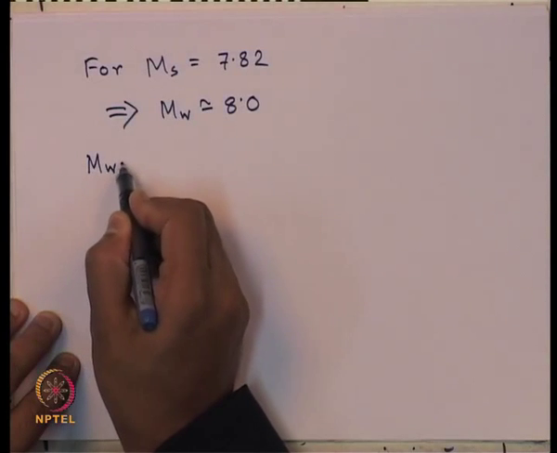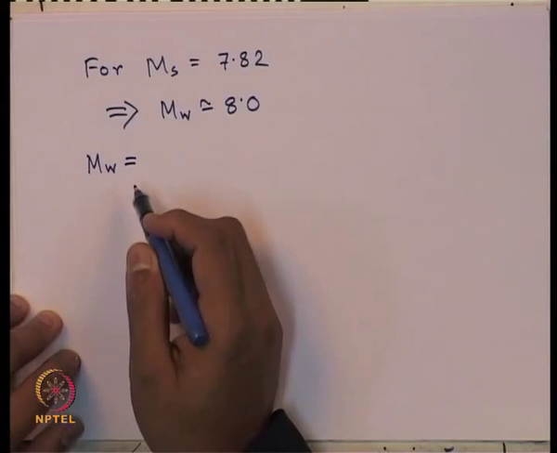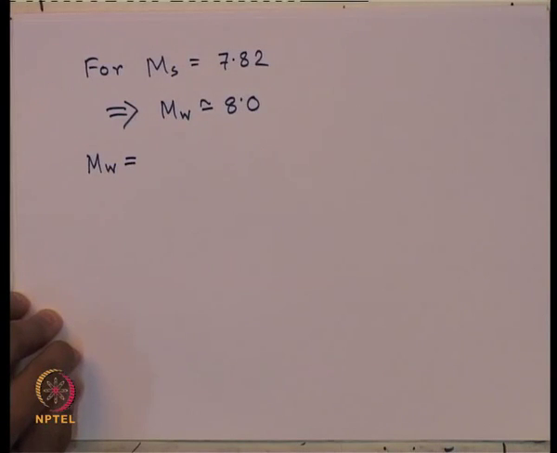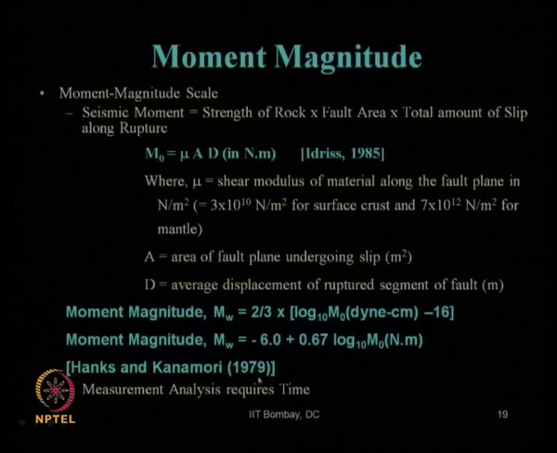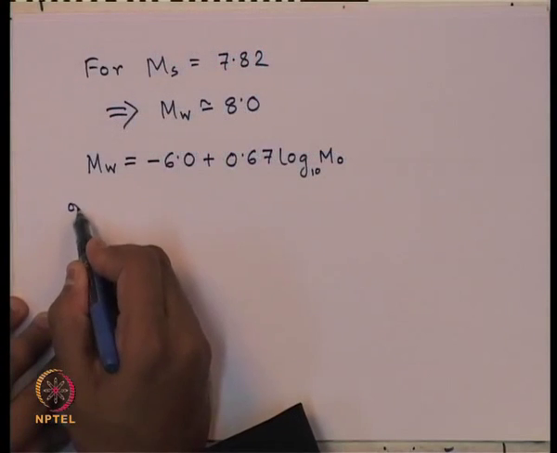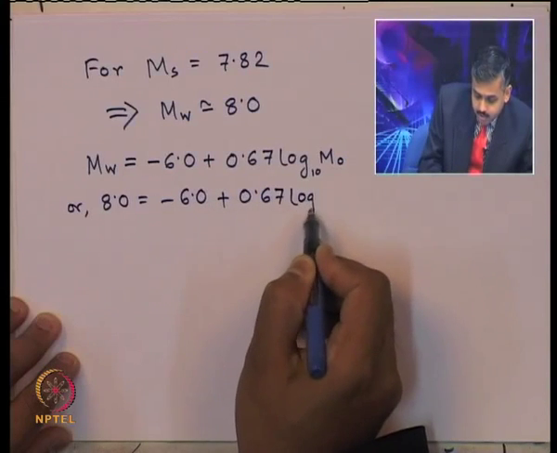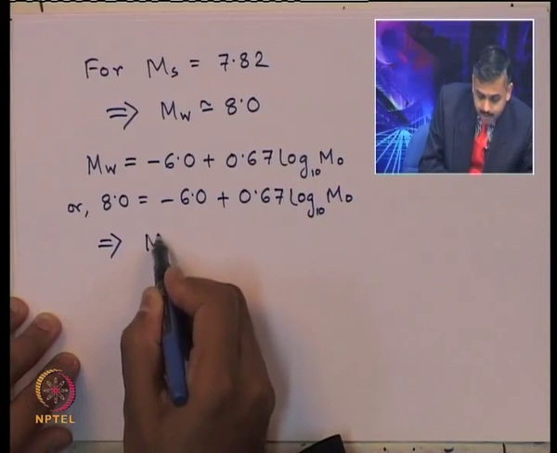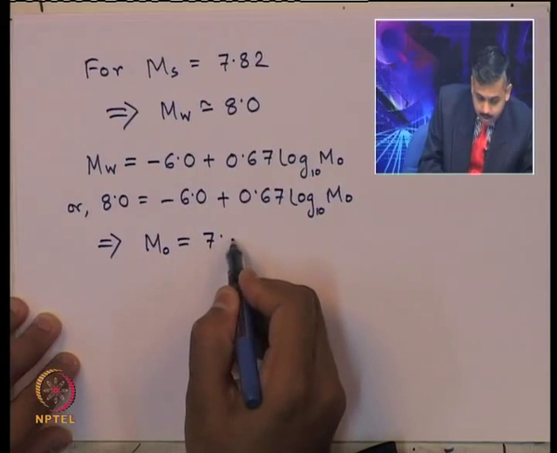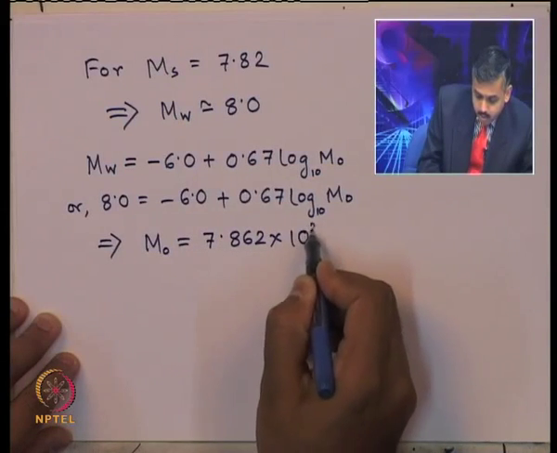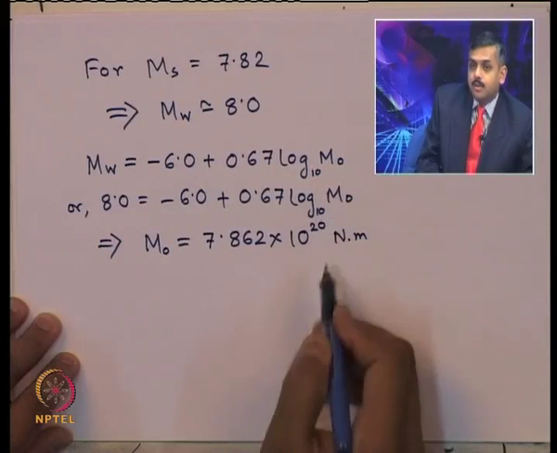Now, what is the next expression we need to use? The Hanks and Kanamori expression of 1979. So, let us go back to the slide. This is Hanks and Kanamori's expression of 1979 for MW with respect to M naught in Newton meter unit. So, MW equals minus 6.0 plus 0.67 log to the base 10 of M naught, where M naught is in Newton meter. So, we put the value 8, and it gives us the seismic moment M naught as 7.862 into 10 to the power 20 Newton meter, because that is the unit in this equation.